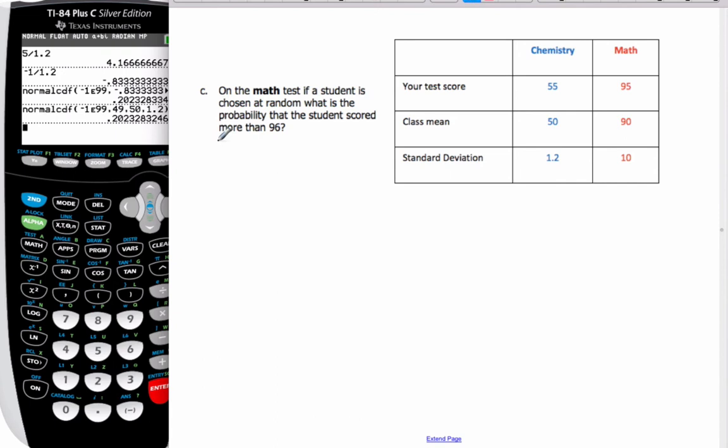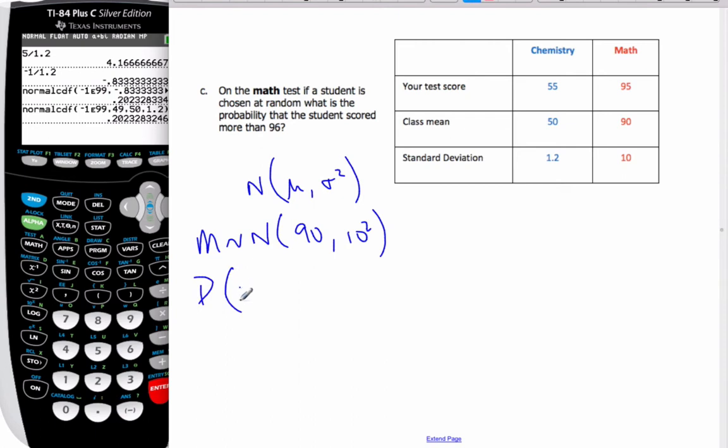Let's try part C. Now in the math test, if a student is chosen at random, what's the probability the student scored more than 96? Pause the video and see if you can do this one on your own. So I'm going to introduce my notation. My random variable M is normal with mean 90 and variance 10 squared. The way I write this is always the mean and the variance. I want to find the probability that M is bigger than 96. If I draw a quick sketch, which is a very good habit to get into, here's 96, and I'm looking for this area here.